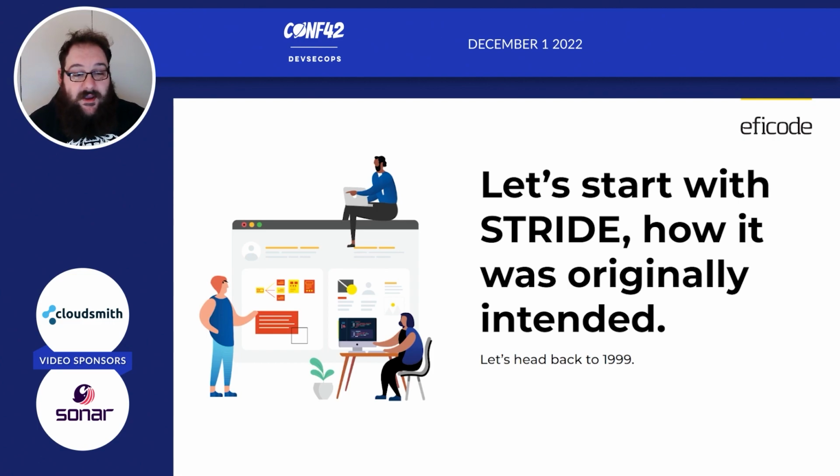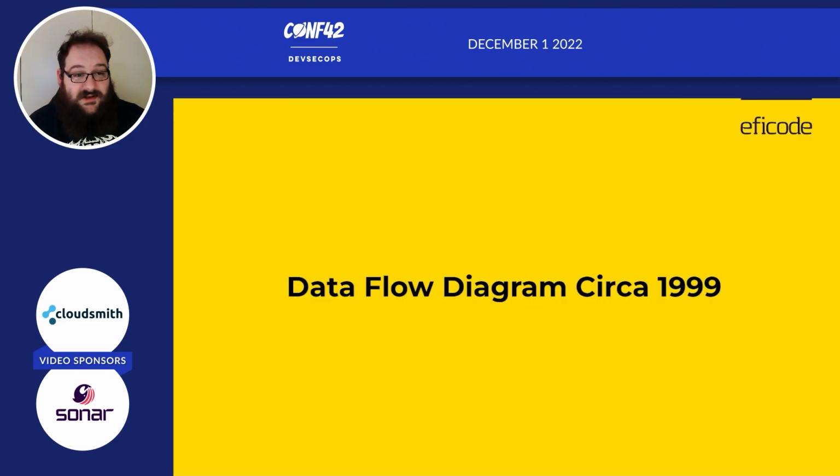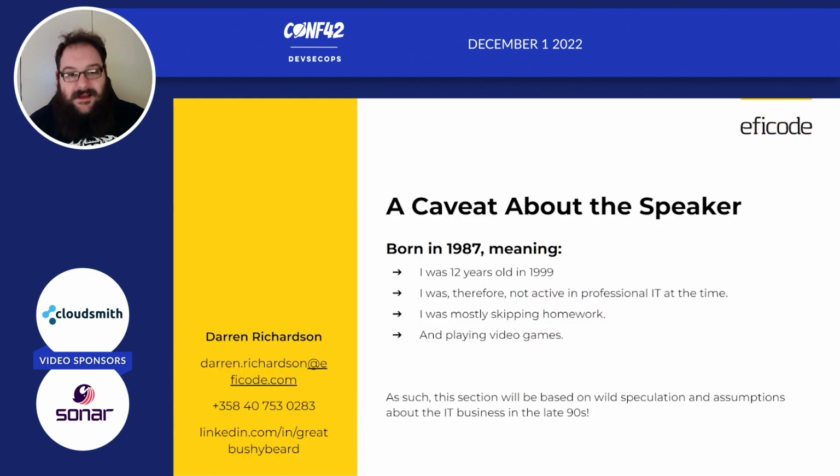So we're going to head back to 1999. And we're going to start by making a data flow diagram for a system as it should have been in 1999. Now, I have a minor caveat here in that I was 12 years old in 1999, so I was not an IT professional at the time. I was a slightly disobedient secondary school student. I spent most of my time skipping homework and playing video games.